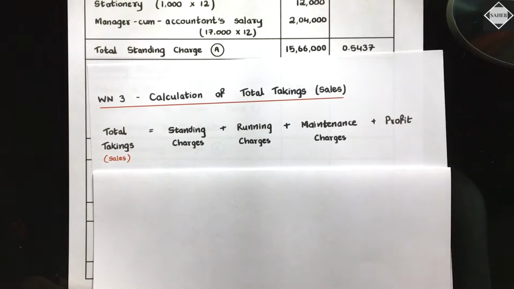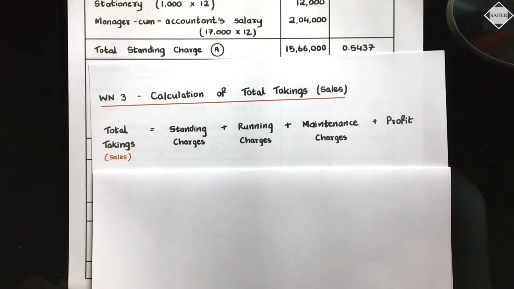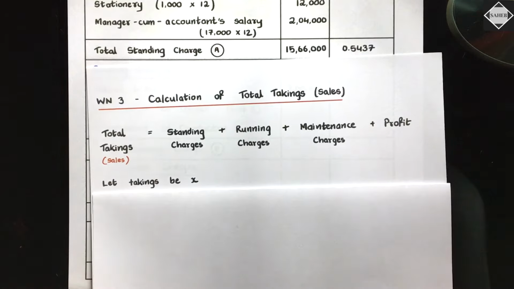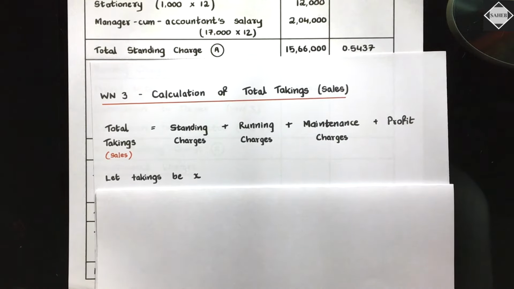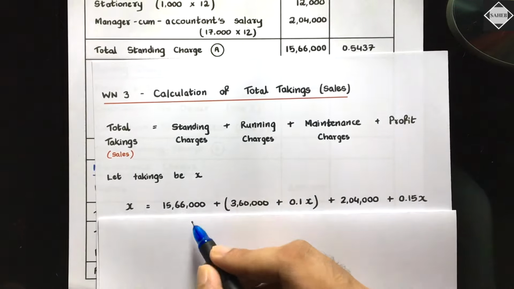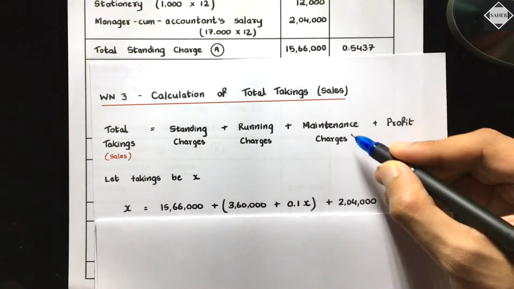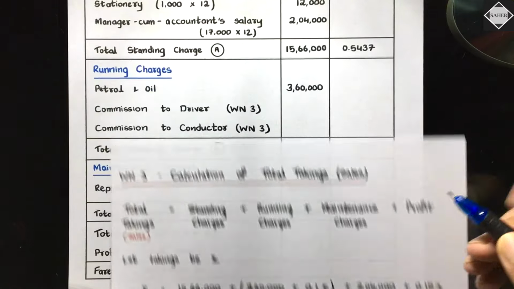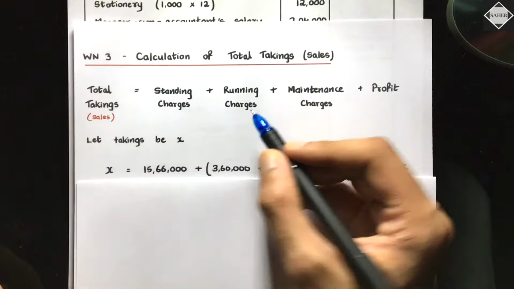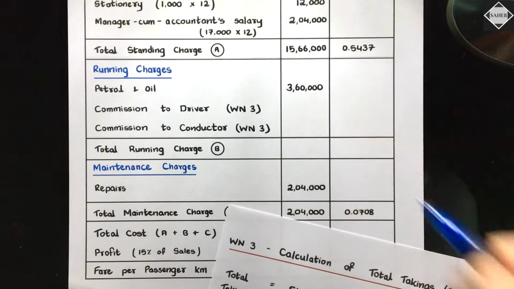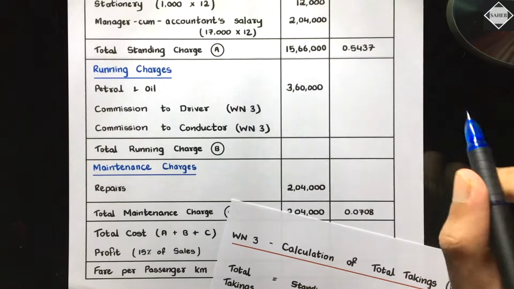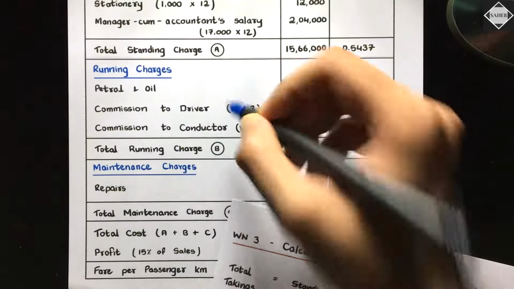So let's take whatever we have. First, let's assume total takings as X. Let the total takings be X. Let the sales be X. Then we can easily take, X is equal to standing charge 15,66,000. Maintenance charge 2,04,000. Do you have any doubt regarding this? No. Simple. Running charge. What is running charge? See here in the cost sheet, what you have done so far. Running charges is what? 3,60,000 plus commission. 3,60,000 and commission, right?